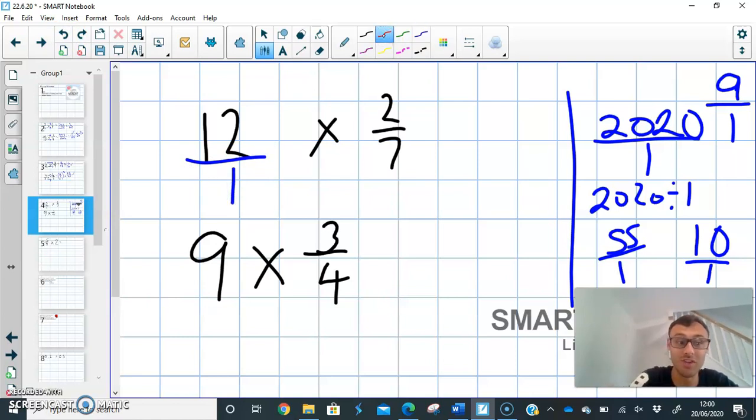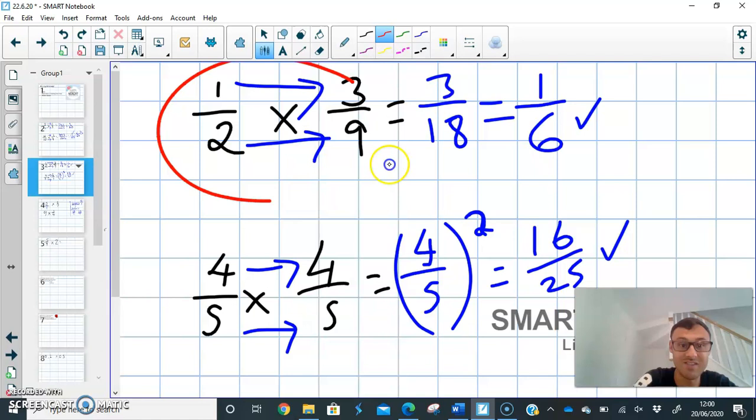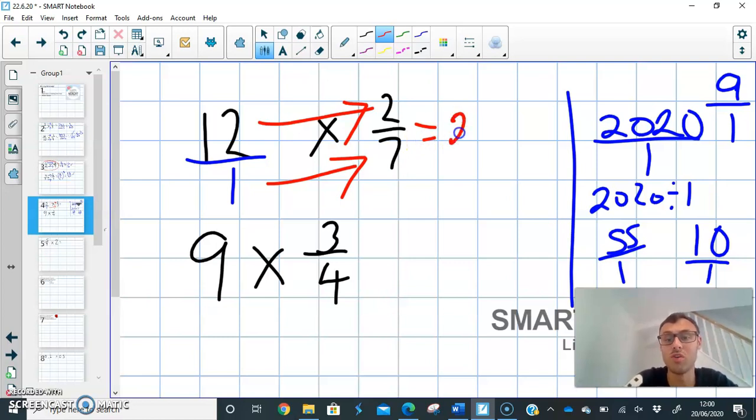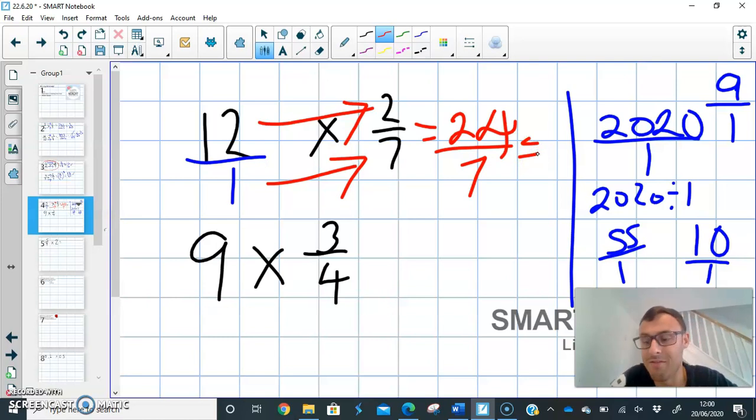And now you can see that if I go back to here, it's similar to these style of questions where you can literally just do top times top, bottom times bottom. So 12 times 2 is 24, and then 1 times 7 is 7. So the answer would be 24 over 7. Now, that is top heavy, it's improper, so I can make it into a mixed number. How many 7's go into 24 is 3, with a remainder of 21, 22, 23, 24, 3 7ths left. So it'd be 3 and 3 7ths, or 24 over 7.